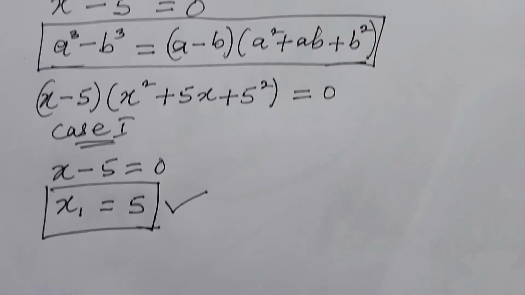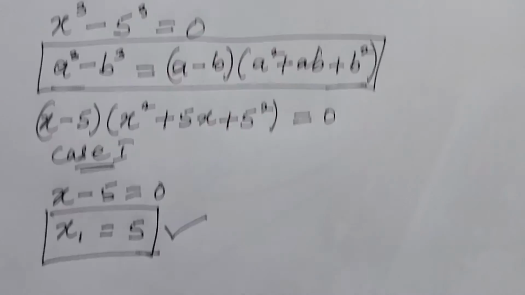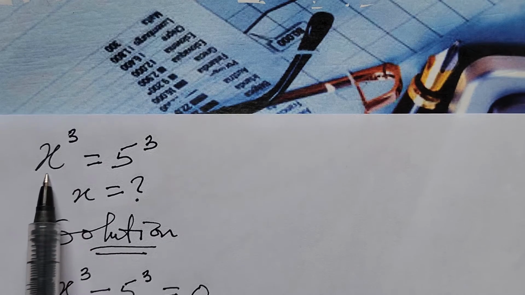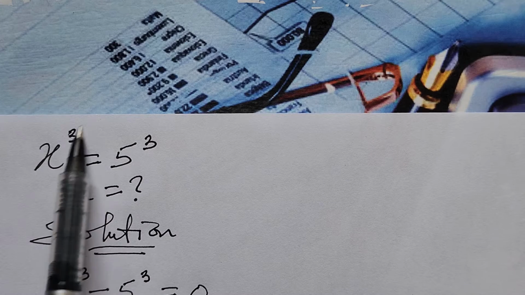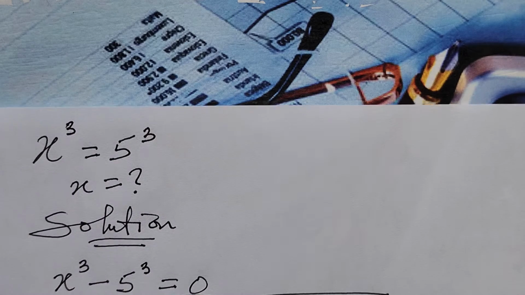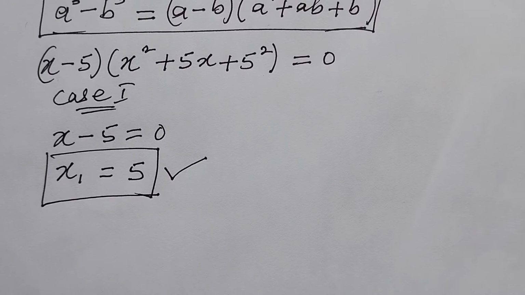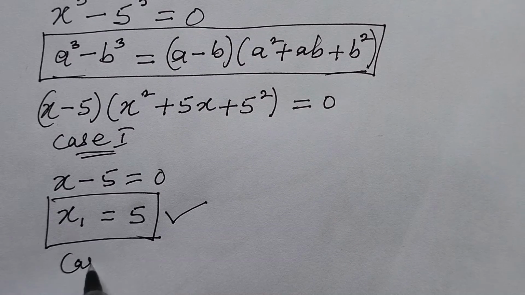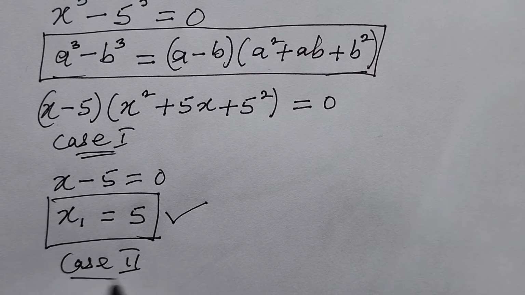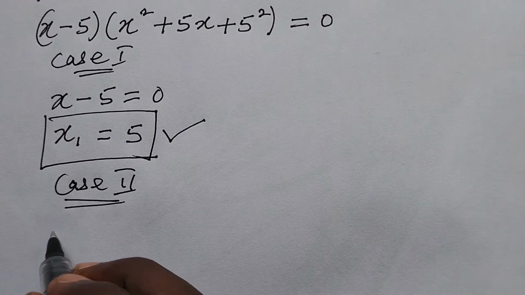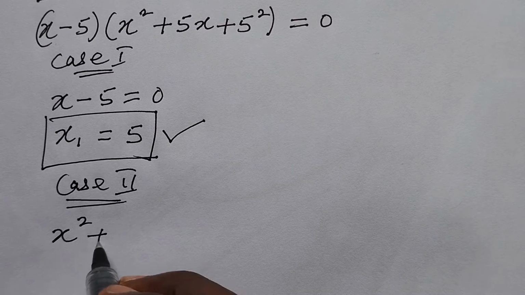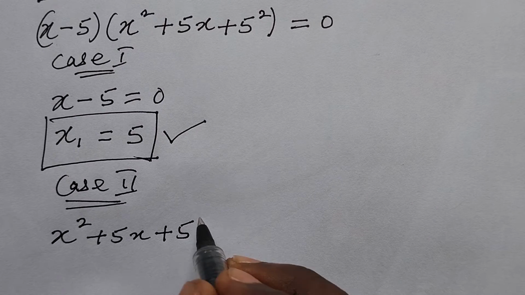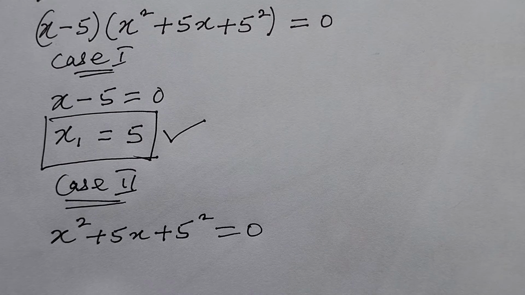So we check our case 2 because we have to look for three roots. The power of this variable here suggests the number of roots we solve for, which is 3 here. So how do we get the other two roots? So we take our case 2. So considering our case 2, we now have x to the power of 2 plus 5x plus 5 to the power of 2 equal to 0.